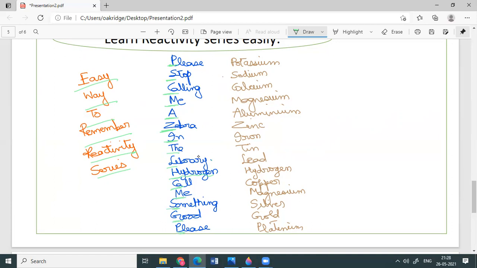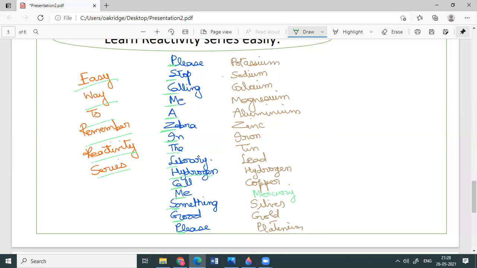So P means potassium, S means sodium, C means calcium, M magnesium, A aluminium, Z zinc, I iron, T tin, L lead, hydrogen, and then C copper, M is mercury, children here. Sorry, M is mercury. Okay, and S is silver, G is gold, and P is platinum. Okay, so this is the reactivity series.